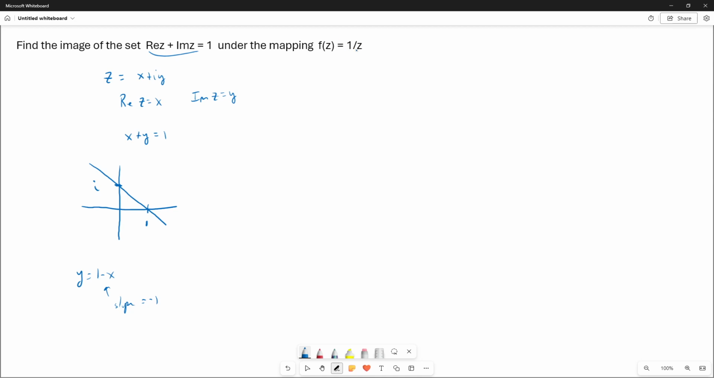Okay, so f of z is 1 over z. That means if we use the complex variable w to represent f of z, then w is going to be u plus iv. And if w equals 1 over z, then we can say that z is equal to 1 over w. And this is the best way to approach the mapping properties of 1 over z. So x plus iy is equal to 1 over u plus iv.